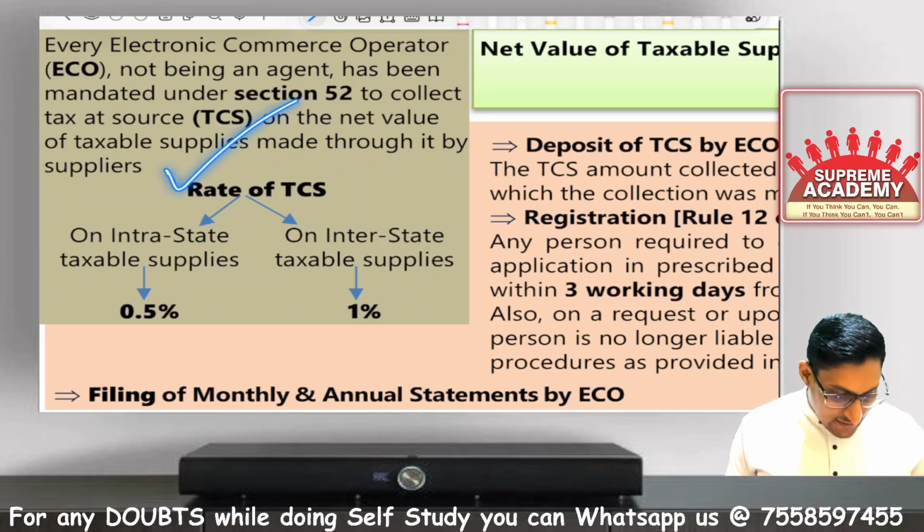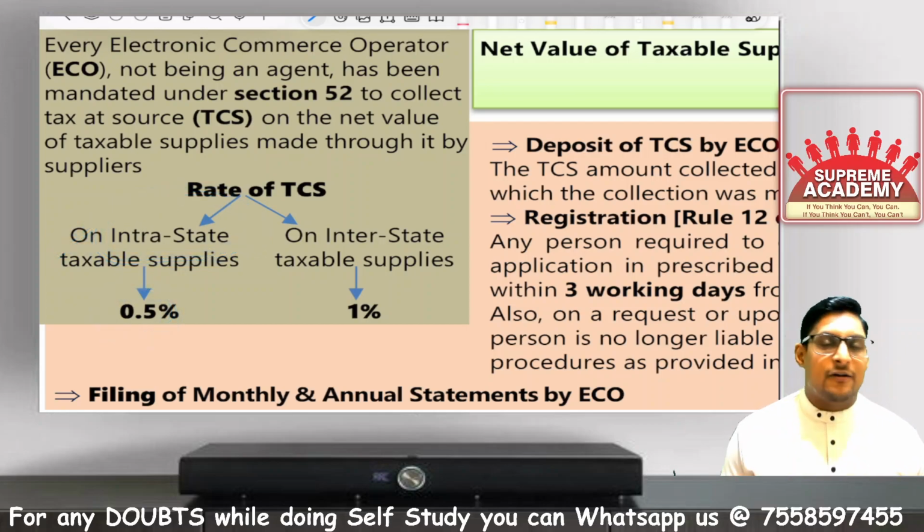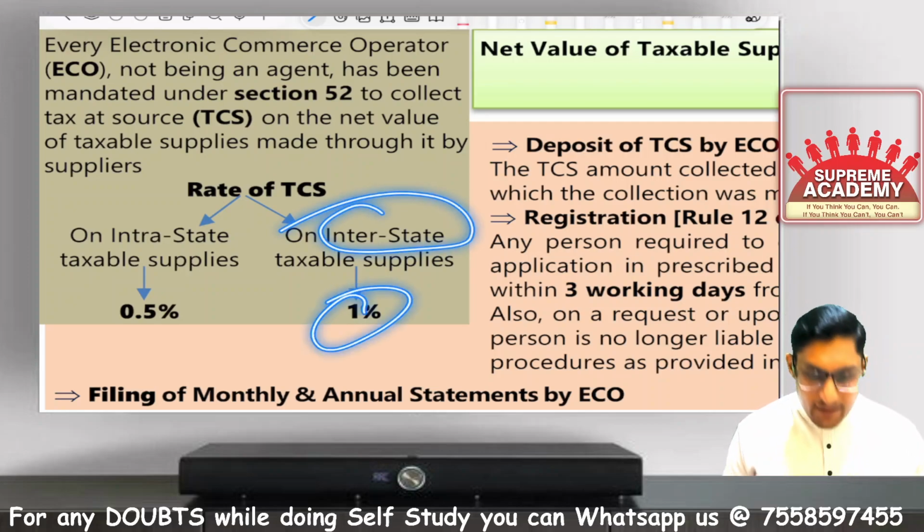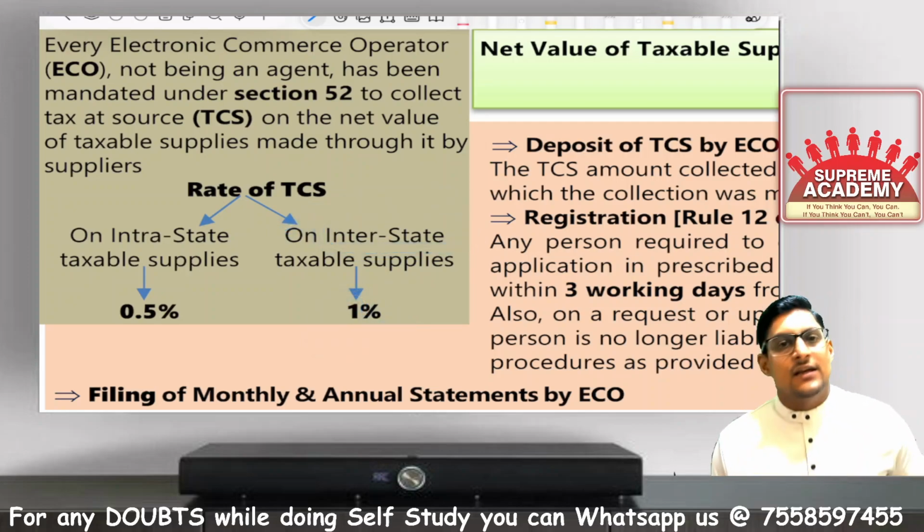Now what is the rate of TCS? If intrastate supply, 0.5% of CGST and 0.5% of SGST, and in case of interstate supplies, 1% of IGST. These are the TCS rates.